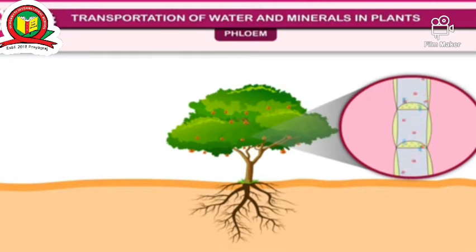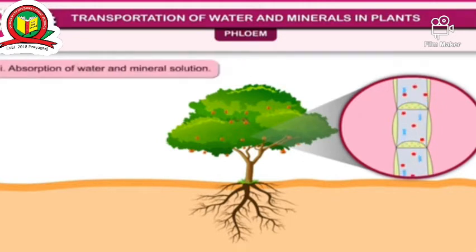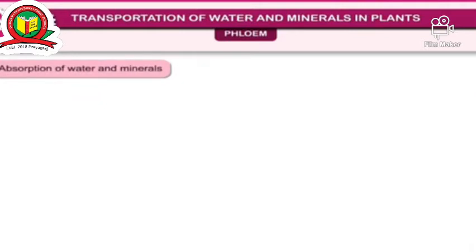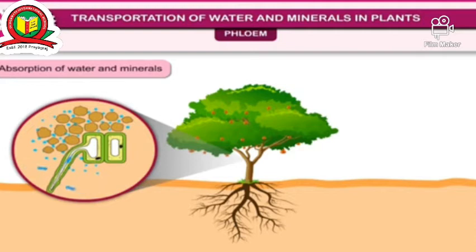Thus, during transportation, three processes are involved. 1. Absorption of water and mineral solution. 2. Rise of cell sap, ascent of sap. 3. Translocation of food material. Absorption of water and minerals. Plants absorb water and mineral salts from the soil with the help of their roots.